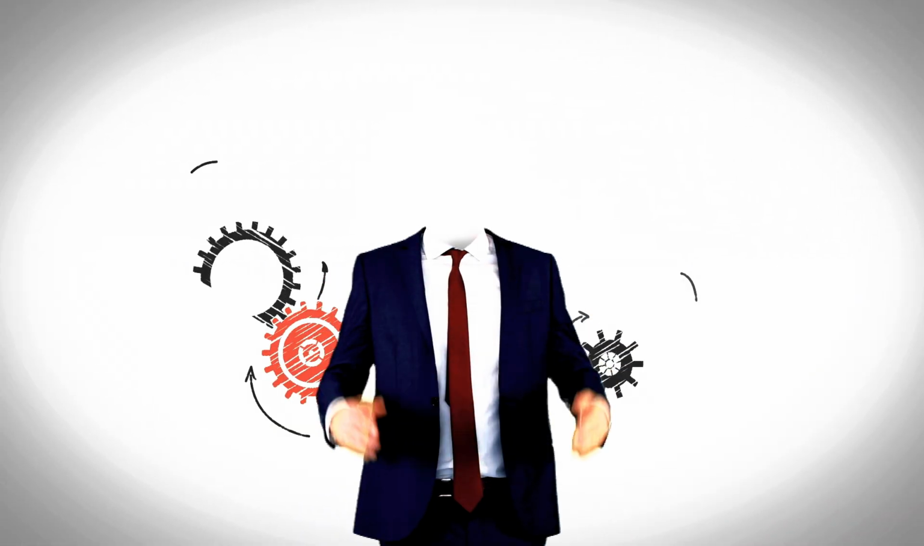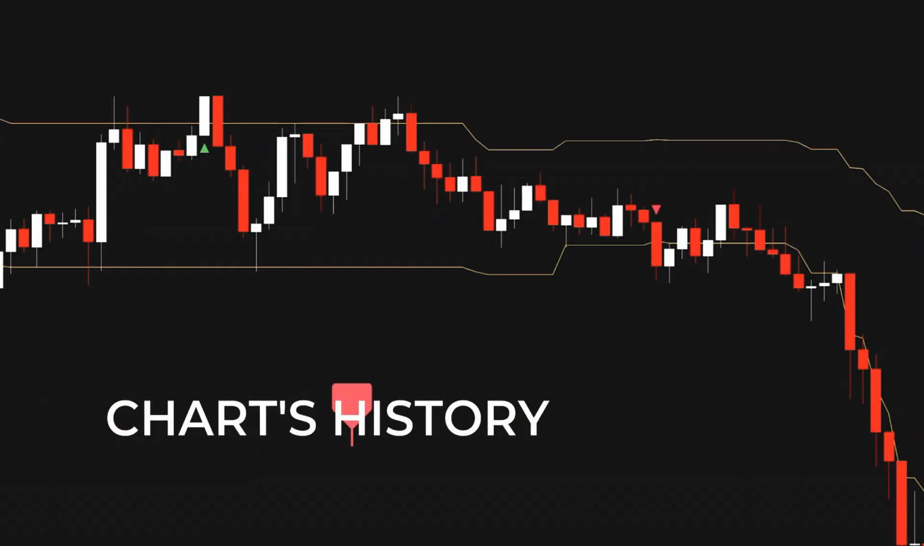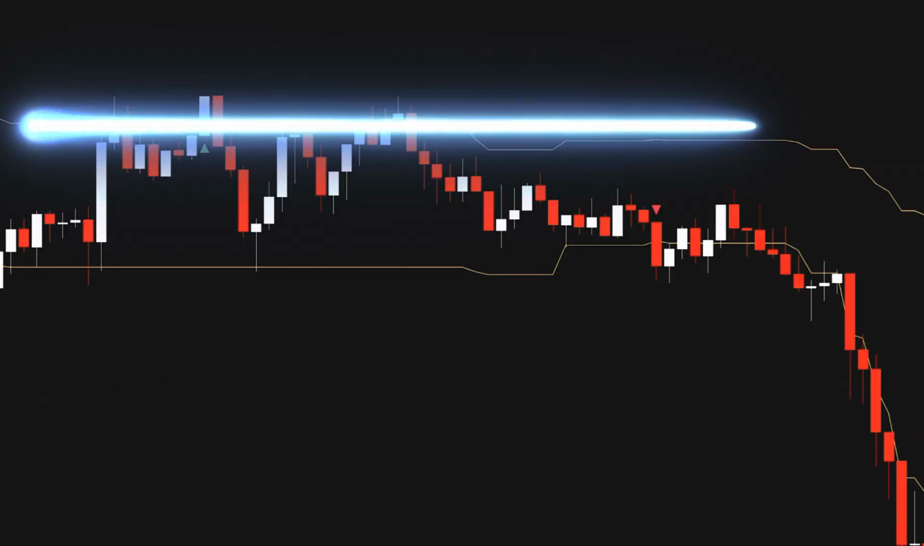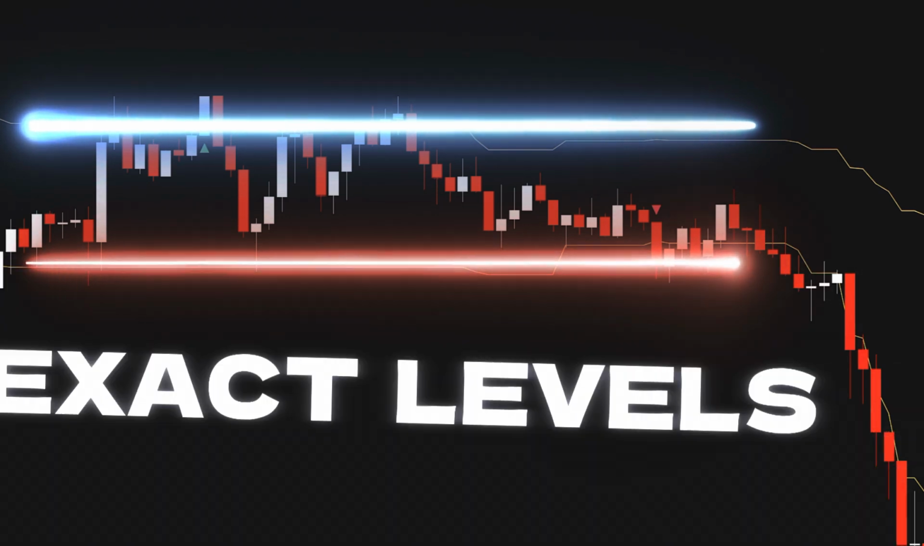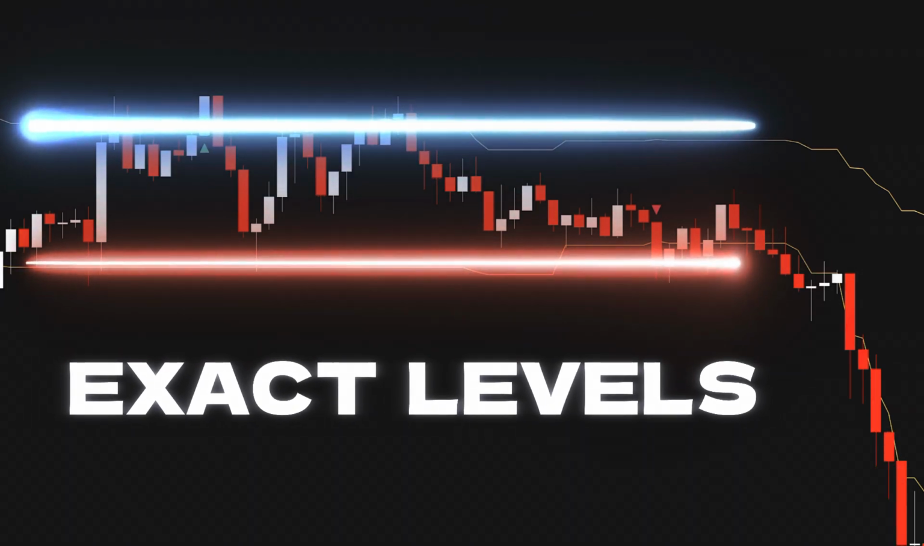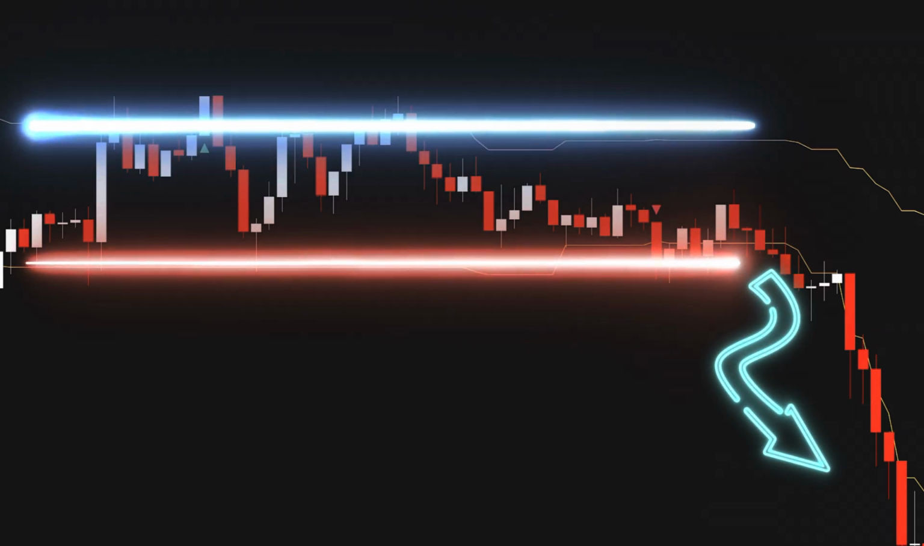So now, how does this indicator actually figure this stuff out? It looks back at the chart's history, right? Checks out the highest points and lowest points over time. And from doing that, it finds the exact price levels. These are the levels where, according to the indicator, the market is going to make a big move. It's designed to pinpoint those exact spots where things are set to happen.